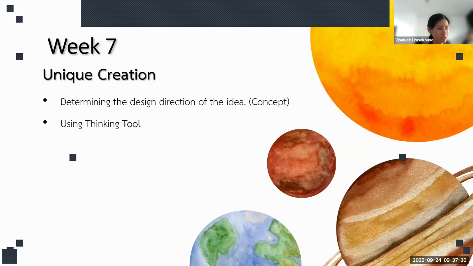Our week 7, or second week of module 2. The overall picture is that we learn about determining the design direction of the idea, the concept, as we call แนวคิด in Thai, using thinking tools. There are many different thinking tools for you to practice using, as well as idea selecting tools, like tools to help us make decisions and record how we make decisions.